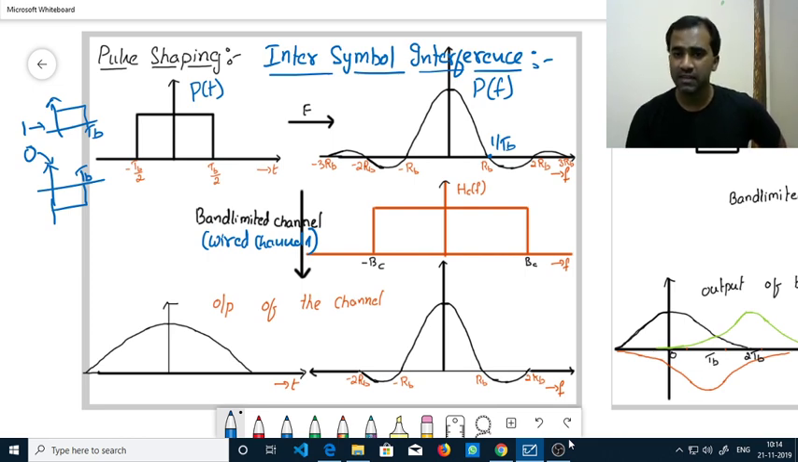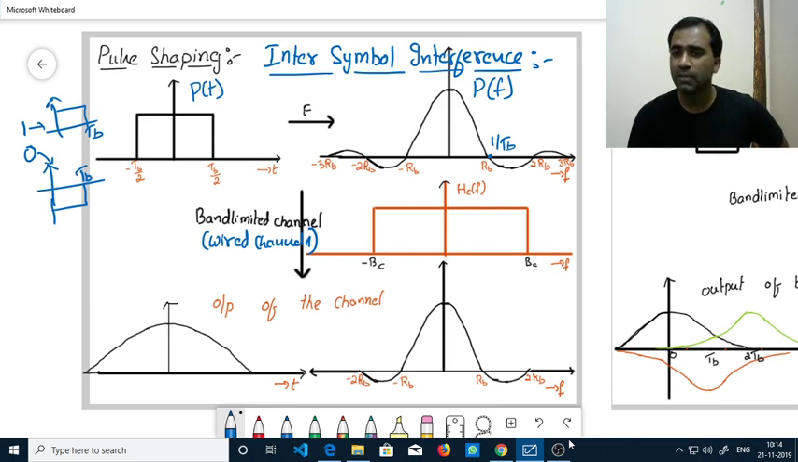But at the receiver we are receiving this, not exactly this. The inverse Fourier transform of this one is a rectangle, but the inverse Fourier transform of this one is definitely not a rectangle. Correct? The inverse Fourier transform of this is not a rectangle because the shape has changed in the frequency domain, which means the shape in the time domain also will change.